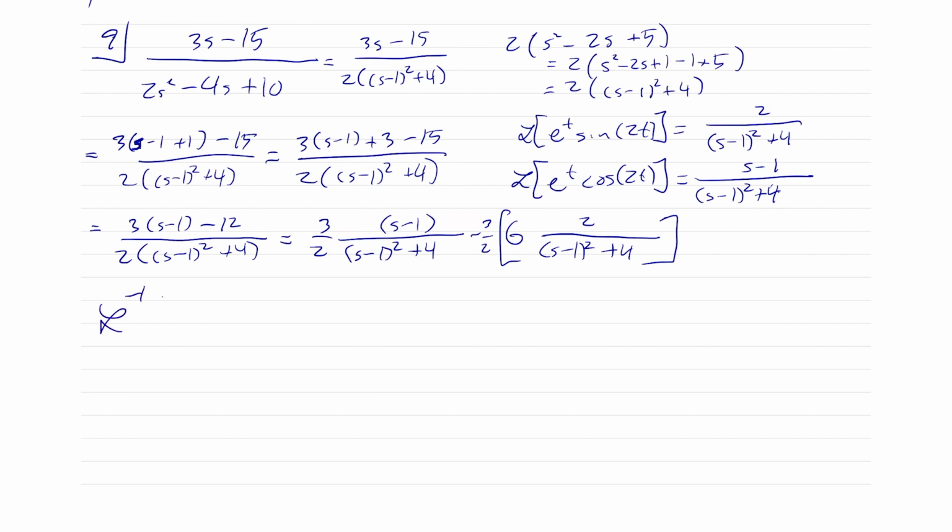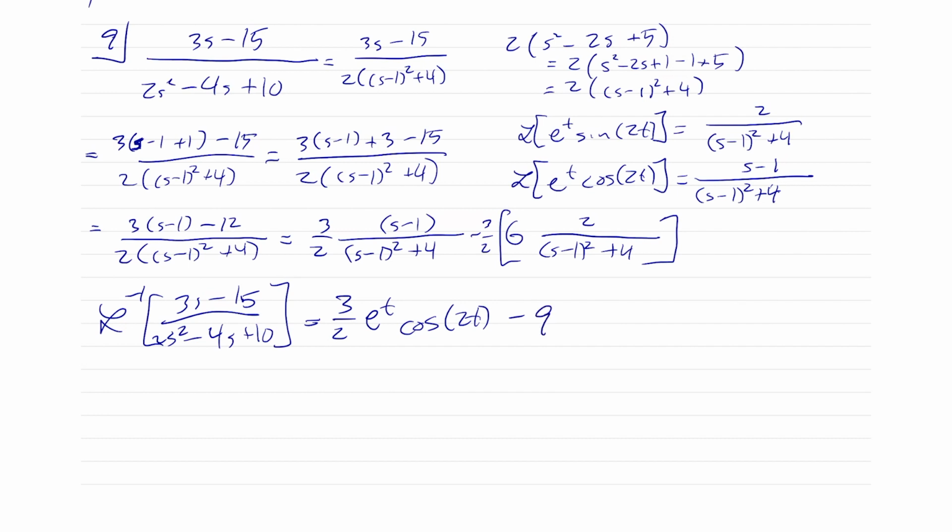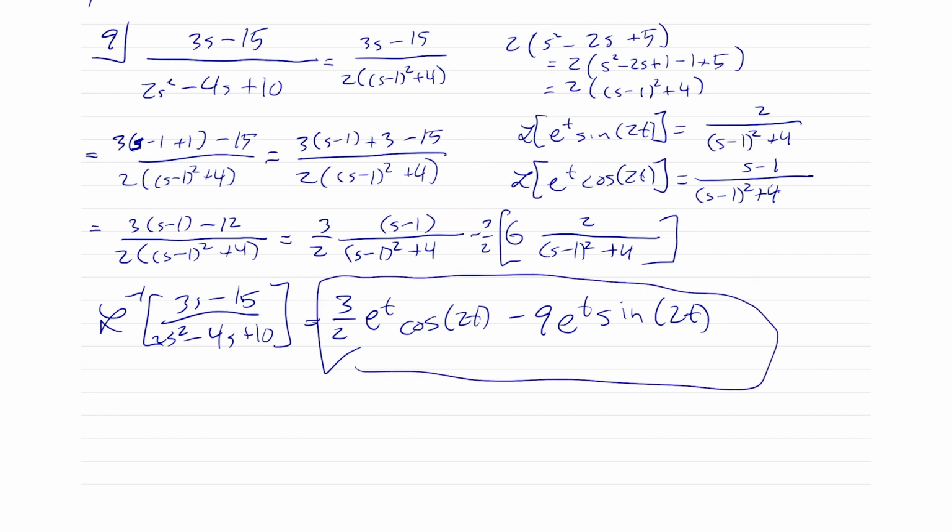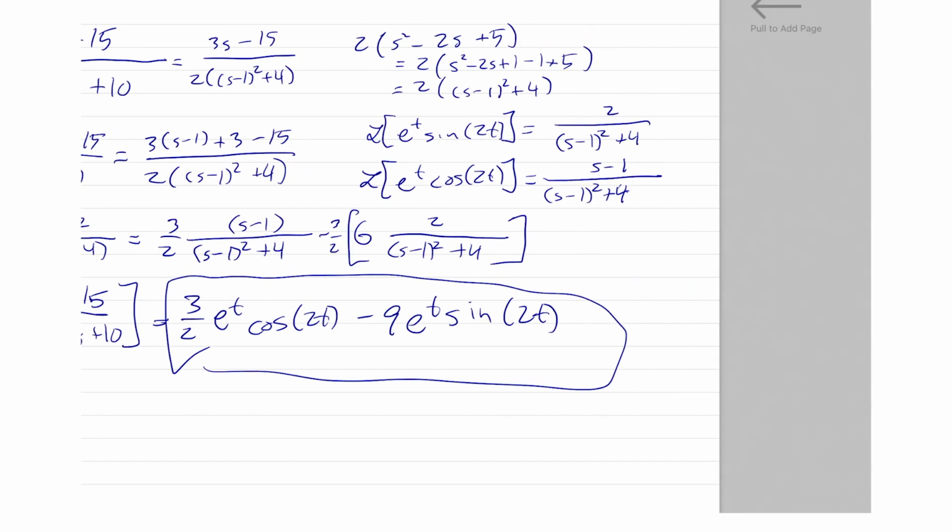So we have the inverse Laplace transform of (3s minus 15) divided by (2s squared minus 4s plus 10) is equal to 3 over 2 e to the t cosine of 2t minus 3 over 2 times 6, and so that's 9 times e to the t sine of 2t, right? And there we go. That's the answer. Okay, so those were 2 problems with irreducible denominators.